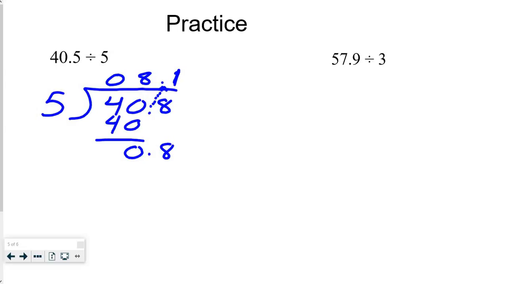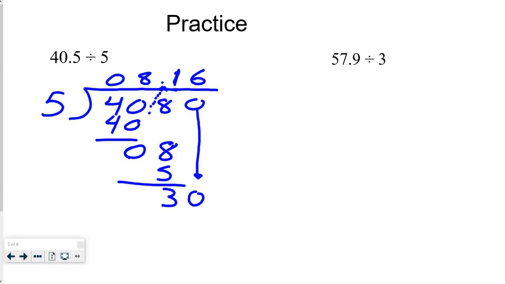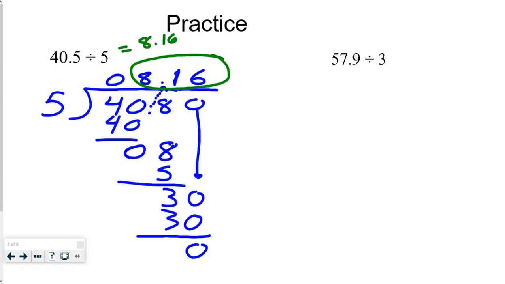So 5 goes into 5 one time, so 5 times 1 is 5. There's 3 left over. We drop a 0 here because there are infinite zeros, so 30. It goes in 6 times. And there's your answer: 8.1, equals 8.16. So if you're going to do it on paper, there's one way.